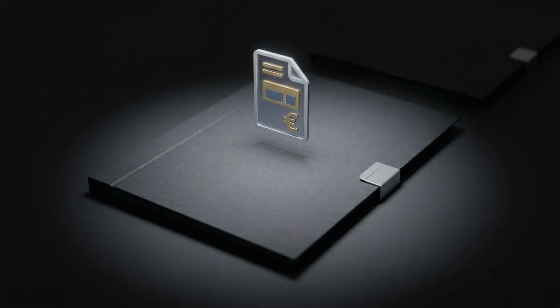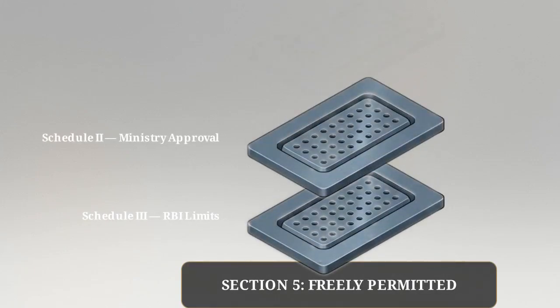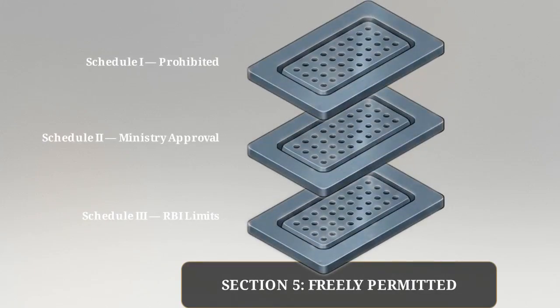Let's isolate that $15,000 services payment and clear it off the desk. Because it is a current account transaction, we run it through the Current Account Transactions, or CAT rules. The CAT rules use a strict three-schedule filtering system to determine if a remittance is allowed. Looking at this decision tree, watch how the data drops through the filters. First, Schedule 1. Is it a prohibited transaction like lottery winnings? No. It falls to Schedule 2. Does it require special ministry approval? No. Finally, Schedule 3. Does it exceed the Reserve Bank of India's individual limits?